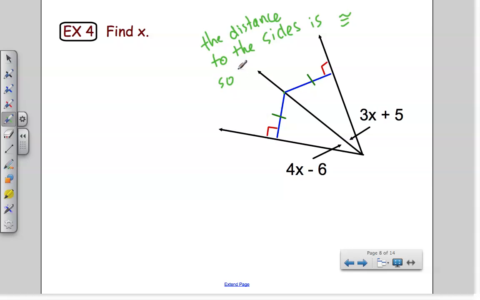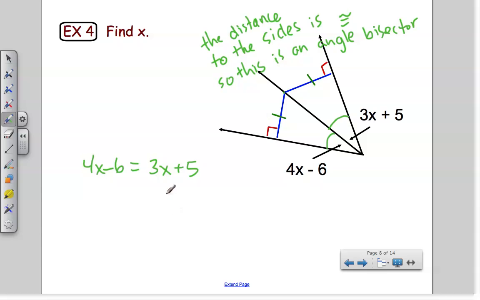So this is an angle bisector, right? This is the angle bisector theorem, or the converse of the angle bisector theorem, sorry. Therefore, these angles are congruent, and I know that 4x minus 6 has to be equal to 3x plus 5. Solve for x, subtract 3x, it's gone from here. 4x minus 3x is just x, minus 6 equals 5, add 6 on both sides, and x equals 11. So, working with angle bisectors and realizing that they're equidistant to the sides of an angle measured at a right angle.